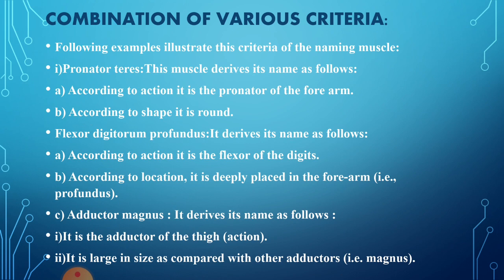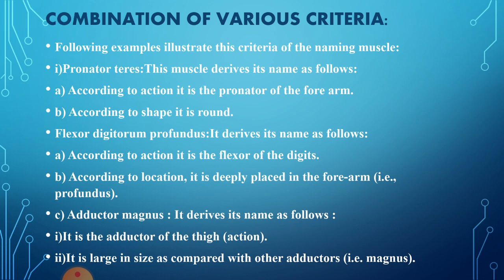And the last criteria is the combination of various criteria. Following examples illustrate this criteria of naming muscles. Pronator teres is the first example, and we have already talked about the pronator muscle that was causing the pronation at the forearm. By the action this muscle is a pronator, and teres will be according to its shape, that was cylindrical. So this muscle, according to the action, is a pronator, and according to the shape it is round or cylindrical.